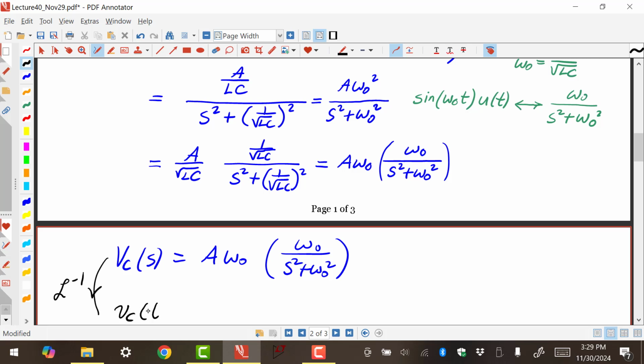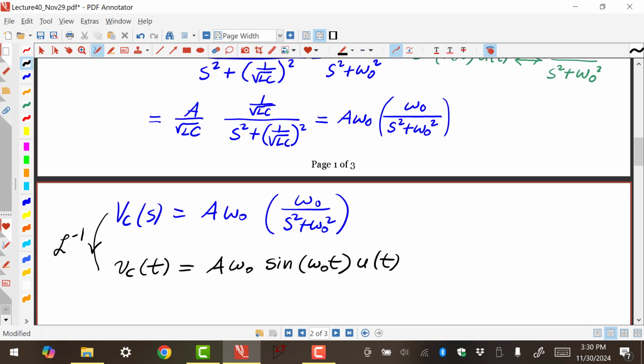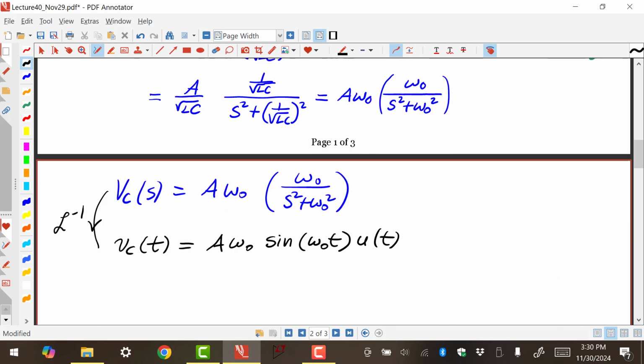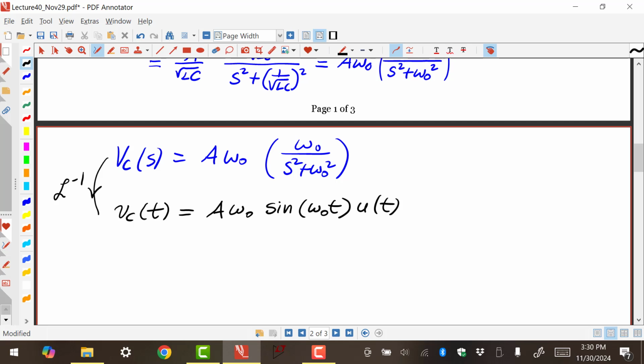Vc of t is equal to A omega naught sine omega naught t u of t. That's what we get, and that's the voltage. So we can sketch this as well, right? If we sketch this, it'll be a sinusoid again. It'll be a sine wave, though. Won't be a cosine. And so it'll be something like this, right?